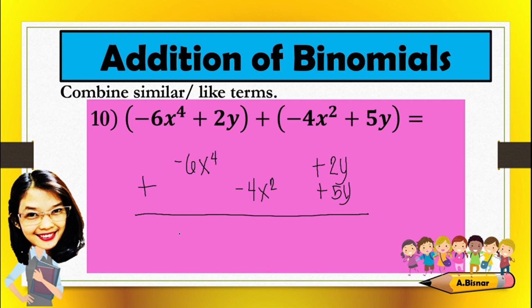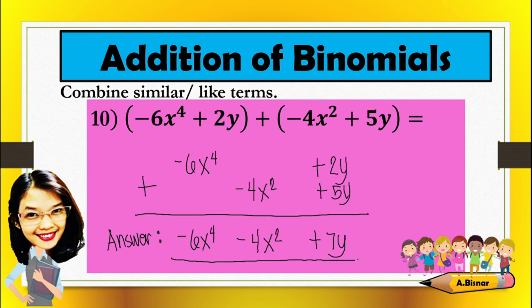So the answer will be negative 6x to the 4th. Then let's just bring down negative 4x squared. Then we will add 2y and 5y, which will give you 7y. And therefore, the final answer will be negative 6x to the fourth minus 4x squared plus 7y.